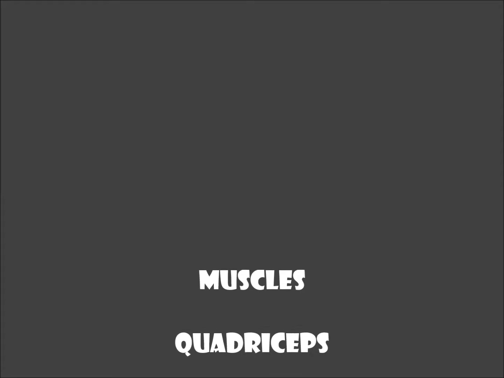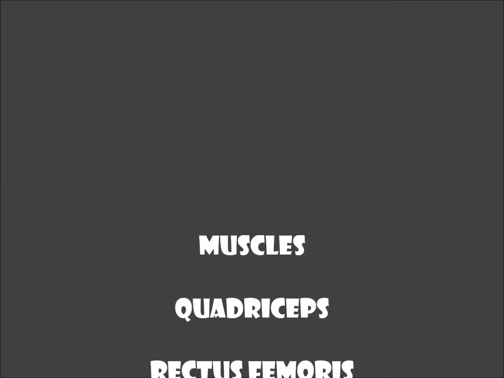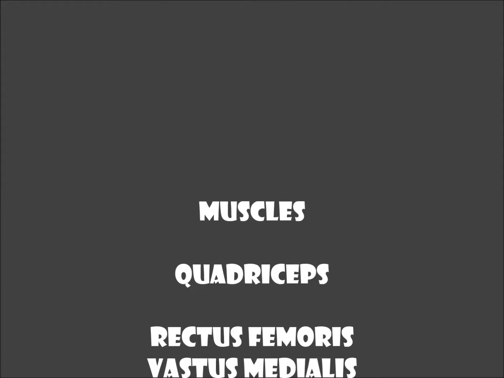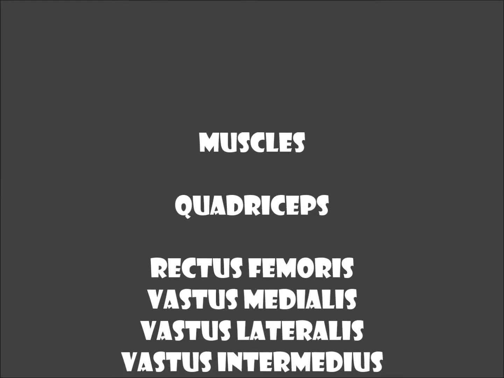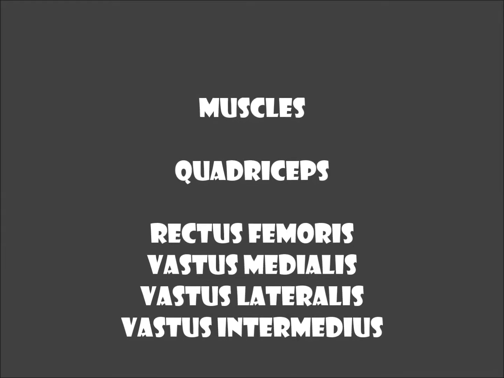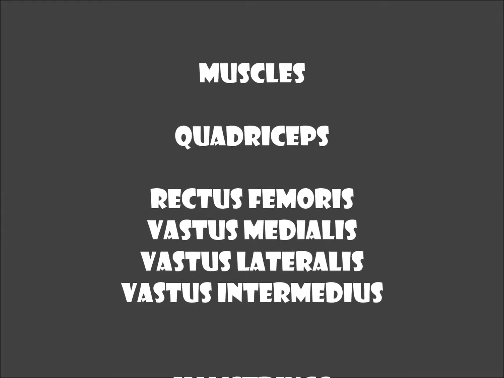The muscles of the knee. You'll find two major muscle groups in the knee. These muscle groups are the quadriceps and the hamstrings. The quadriceps group is made up of the rectus femoris, the vastus medialis, the vastus lateralis, and the vastus intermedius. The rectus femoris is the largest muscle in the quadriceps group.